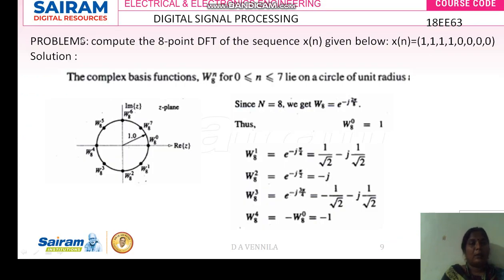So now let us discuss this problem. Compute the 8-point DFT of the sequence x of n given below, where x of n equal to 1, 1, 1, 1, 0, 0, 0, 0.